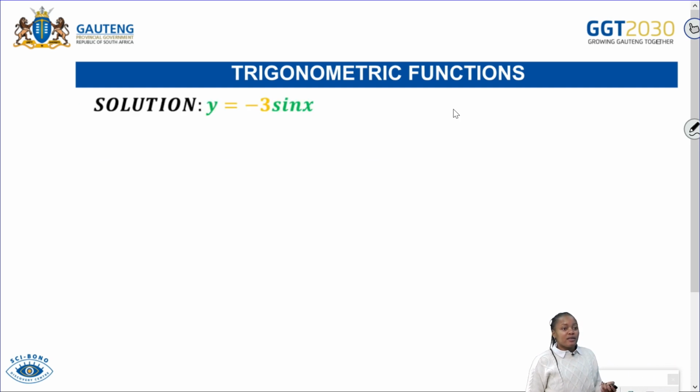Let's look at the first example. Make sure that you watch what I'm going to do right now clearly, because the second example you'll be doing it. I'll give you time to do it. So you are given y is equal to negative 3 sine x.